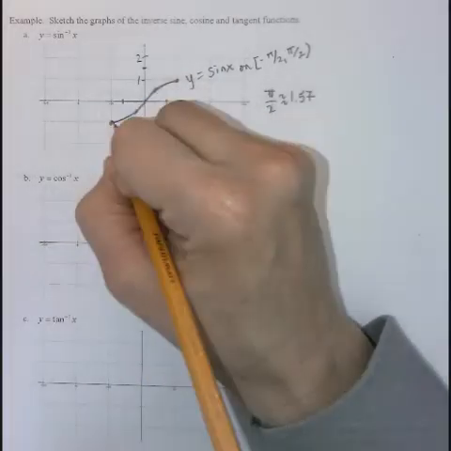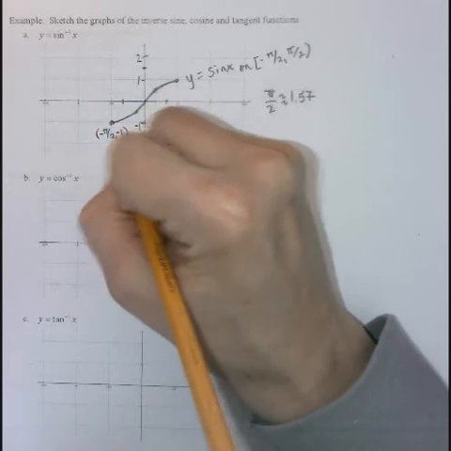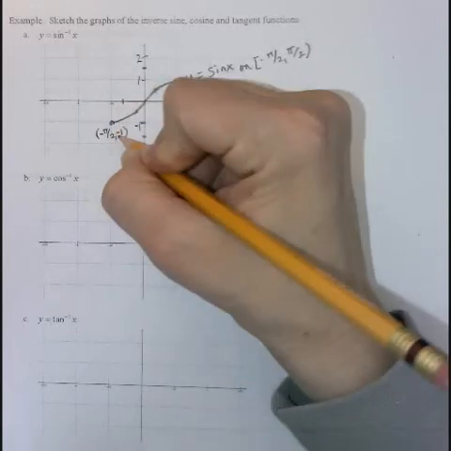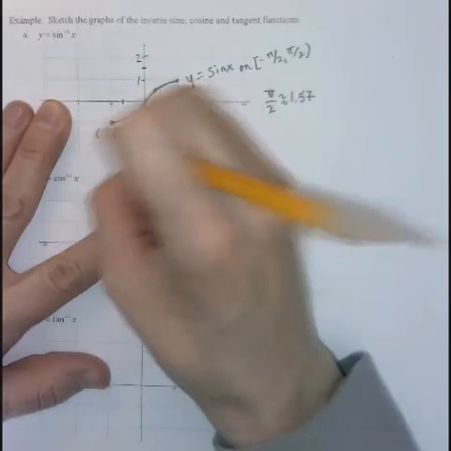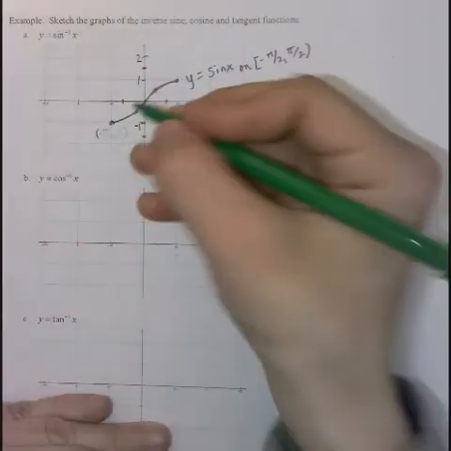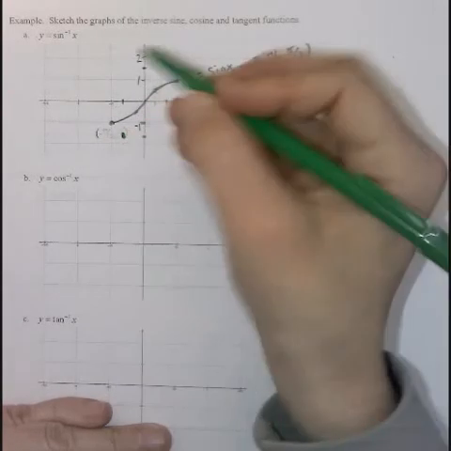So this is the point negative pi over 2, negative 1. On the inverse sine function, that will become negative 1, negative pi over 2. Of course, I just wrote that where I need to write my point. Use the screen. So negative 1, negative pi over 2 would be here.